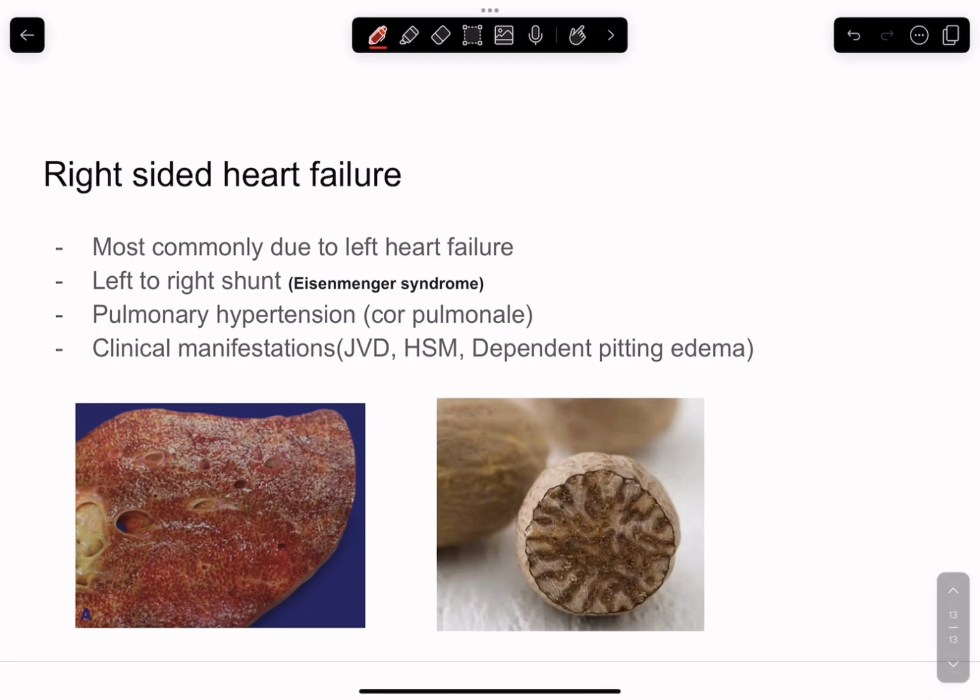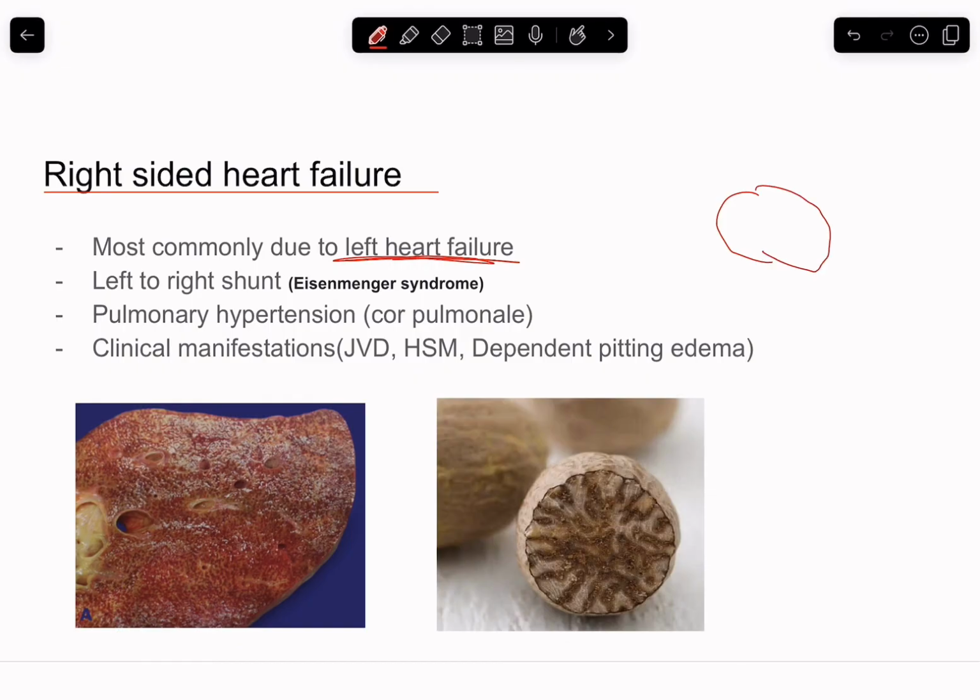Now let's talk about right-sided heart failure. The most common cause of right-sided heart failure is left heart failure. The logic behind this is that when you have left heart failure, this will eventually cause the backup of fluid into the left atrium, then the lungs, and then eventually it will go into the right ventricle, and the backup will lead to congestion and eventually right-sided heart failure. So the most common cause is left heart failure.